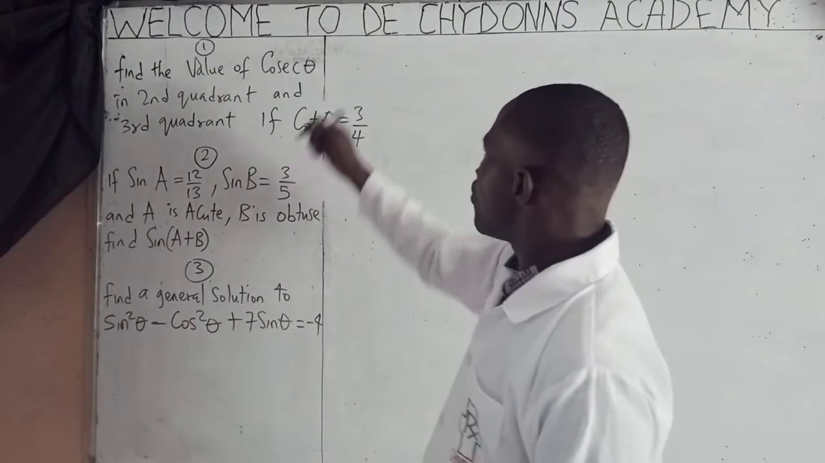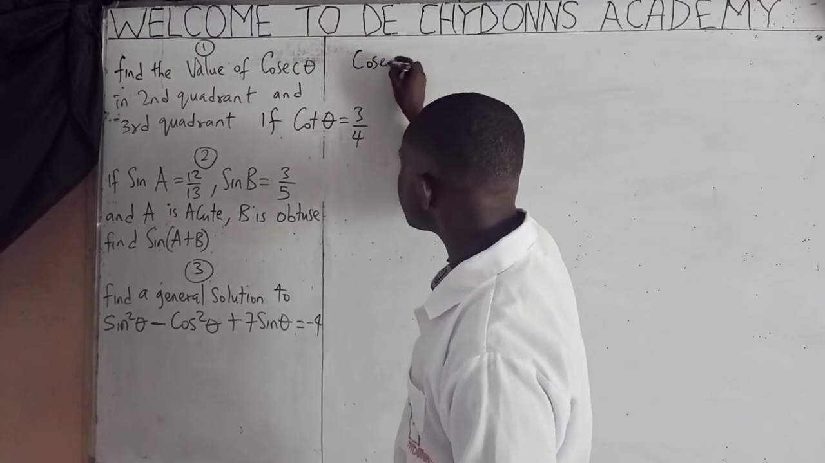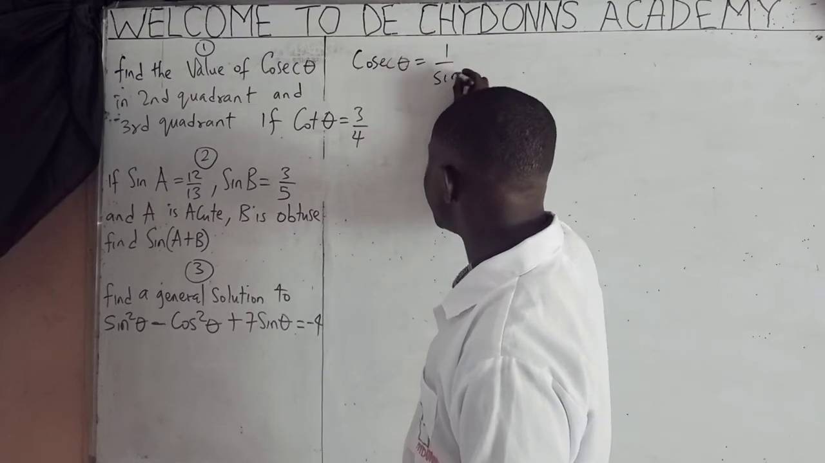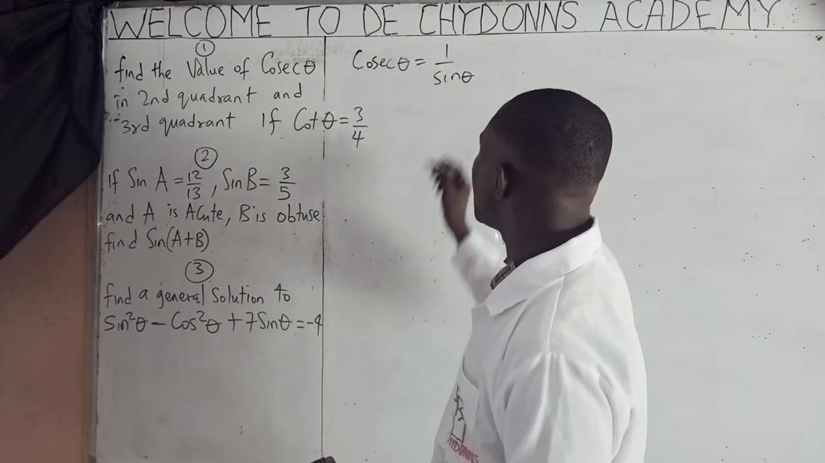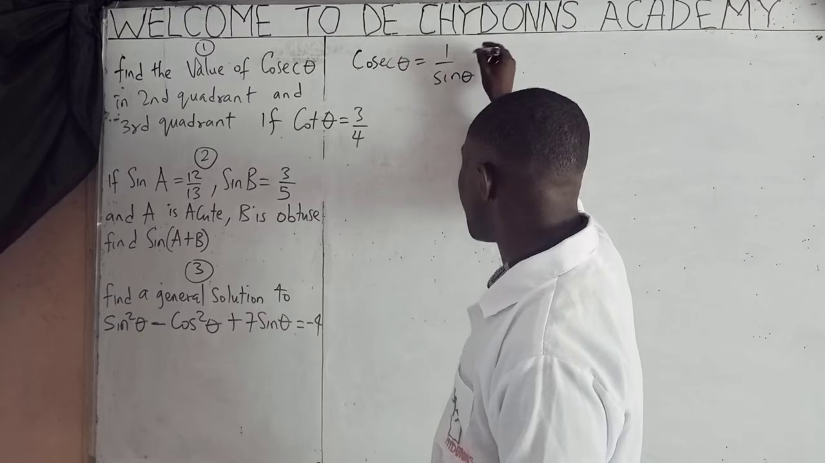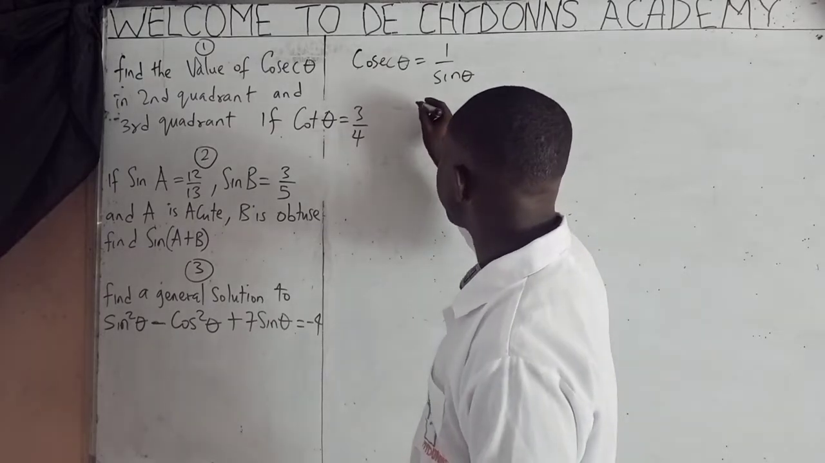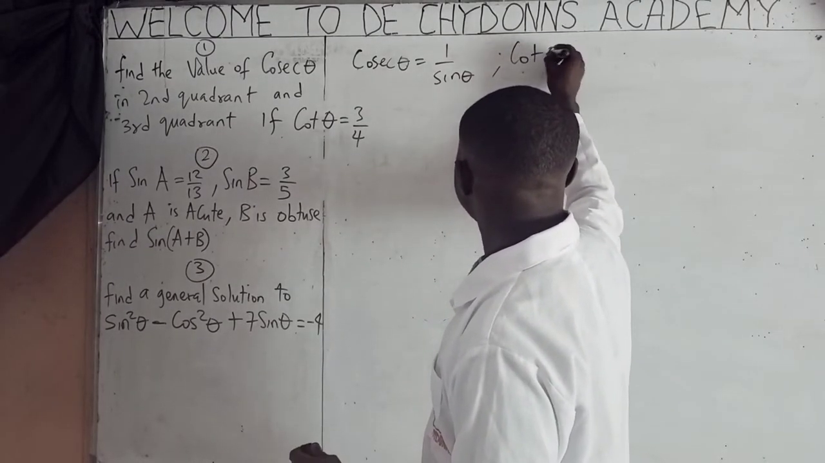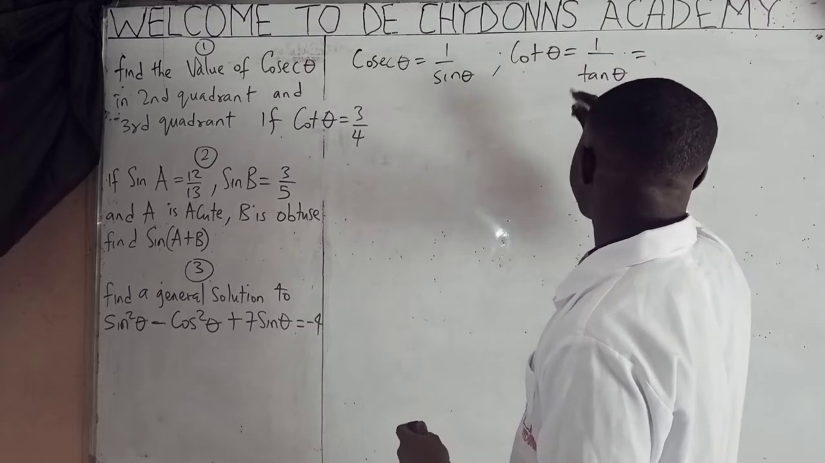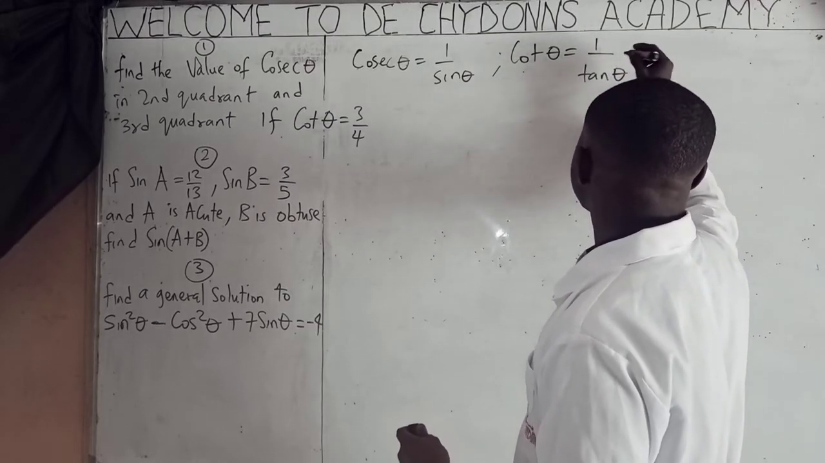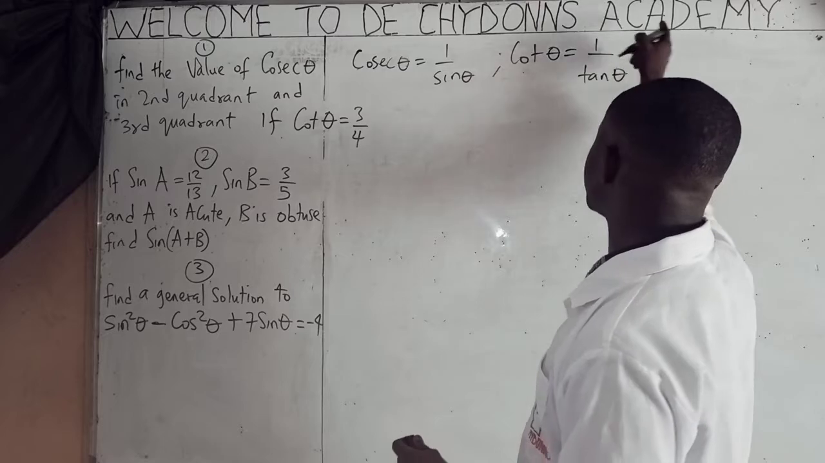See what you do. Remember that cosec theta means 1/sin theta. So we must know what sin theta is. Just have this in our mind first. Then cot theta means 1/tan theta. So 1/tan theta equals 3/4.